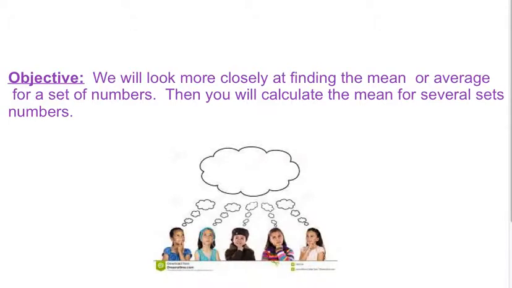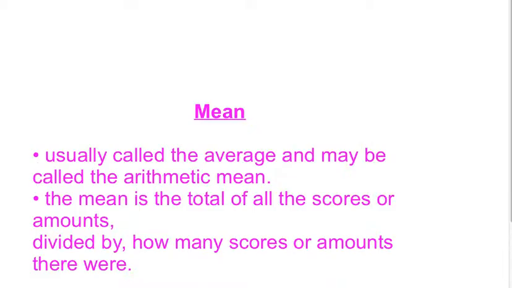Our objective tonight is we will look more closely at the mean or average for a set of numbers. Then you are going to calculate the mean for several sets of numbers. The mean is usually called the average and may also be called the arithmetic mean. I personally haven't heard it referred to that, but you may run into that sometime. The mean is the total of all the scores or amounts, and then you take those scores after you've added them, and you're going to divide them by how many scores or amounts there were.